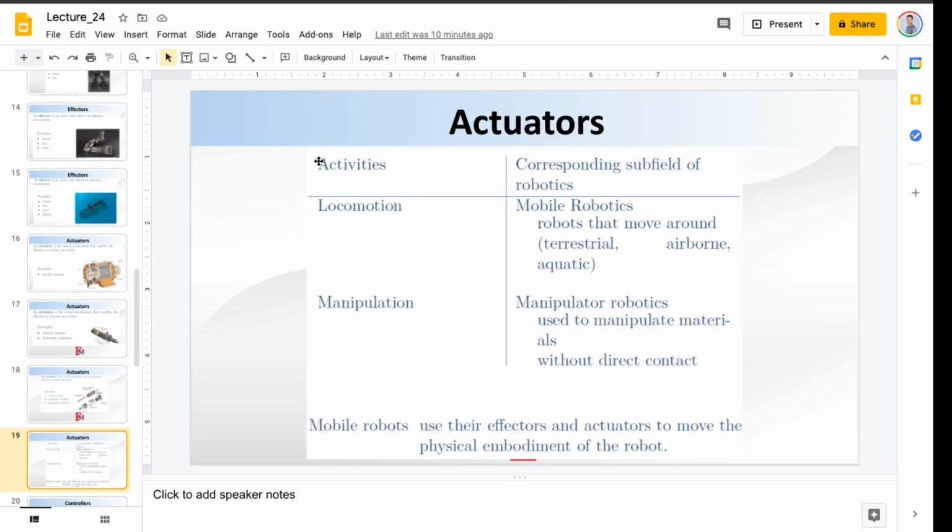Okay, so actuators, activities, and response, a corresponding subfield of robotics. For example, if we're talking about locomotion, in this case, the corresponding subfield of robotics would be mobile robotics. Okay, for manipulation, we have manipulator robotics. Mobile robots use their effectors and actuators to move the physical embodiment of the robot.